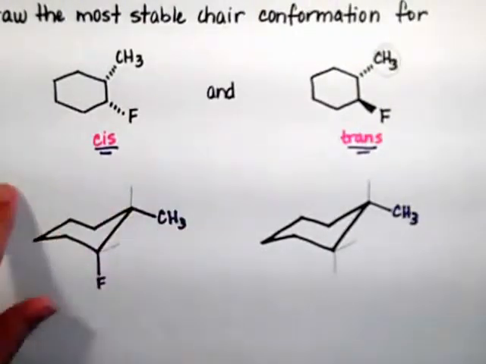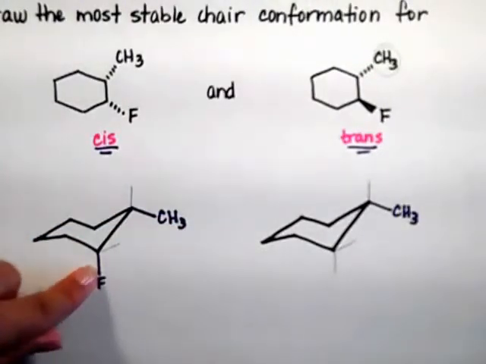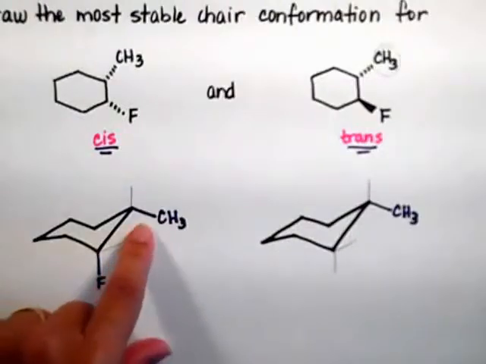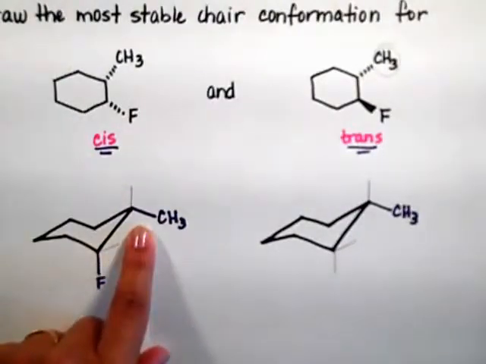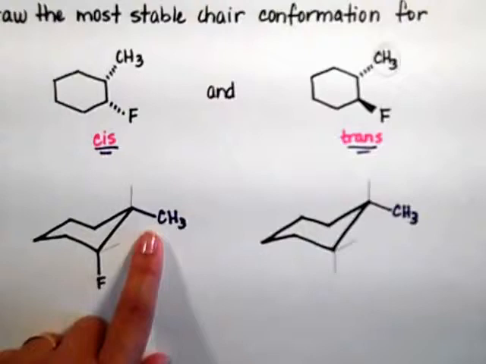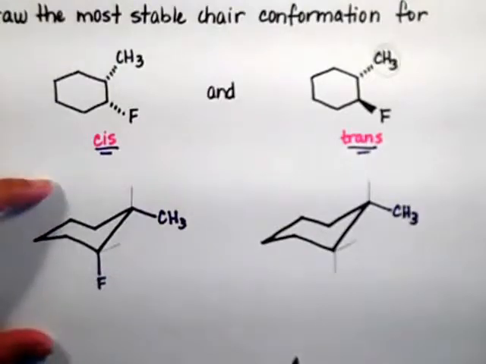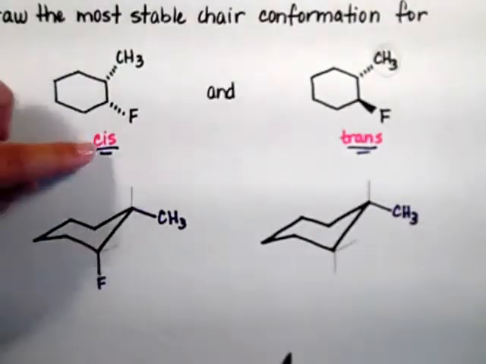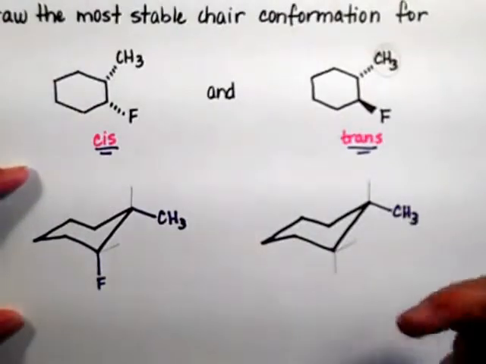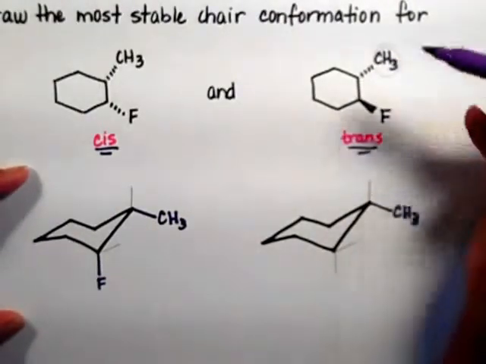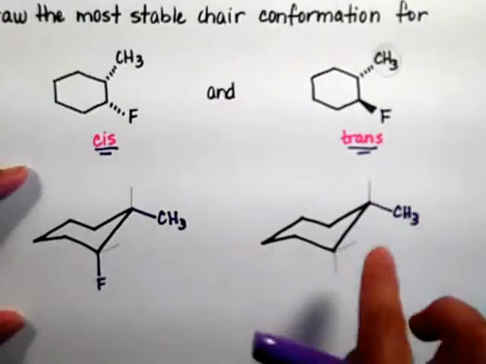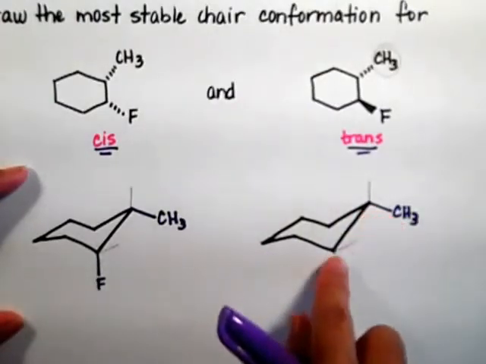If I was to flip this chair, the fluorine would go equatorial, the methyl would go axial, and an axial methyl is less stable. So automatically this right here is the most stable chair conformation for this compound, for the cis isomer. Now in the trans, things are looking a little better because the methyl is equatorial down.